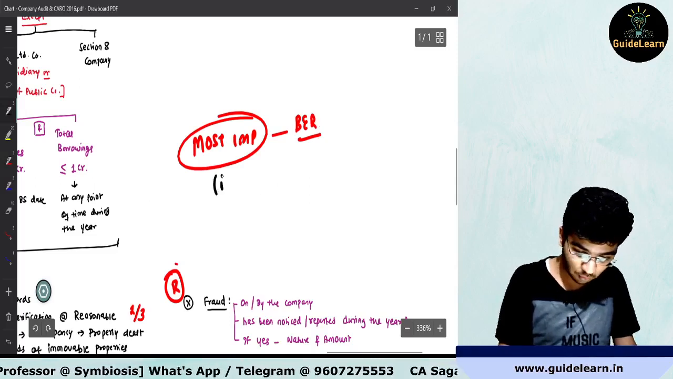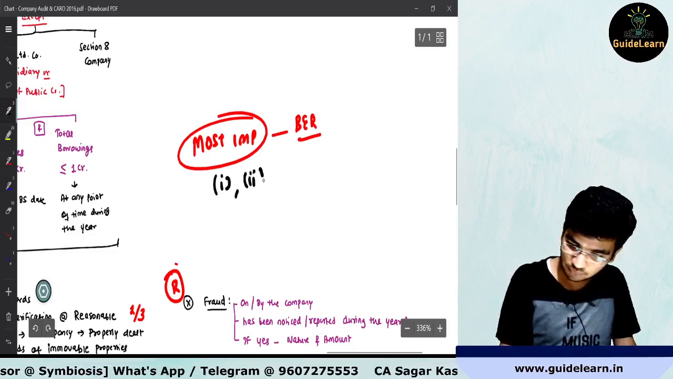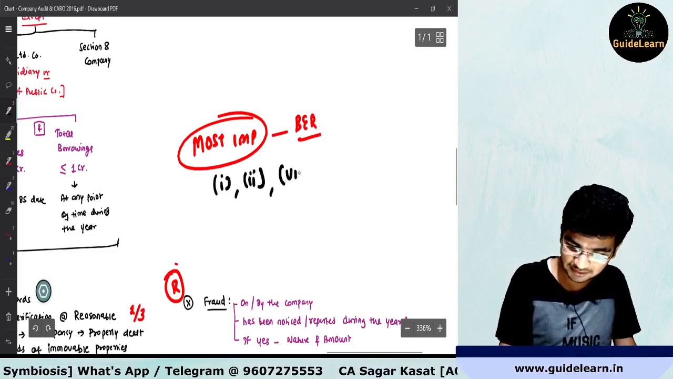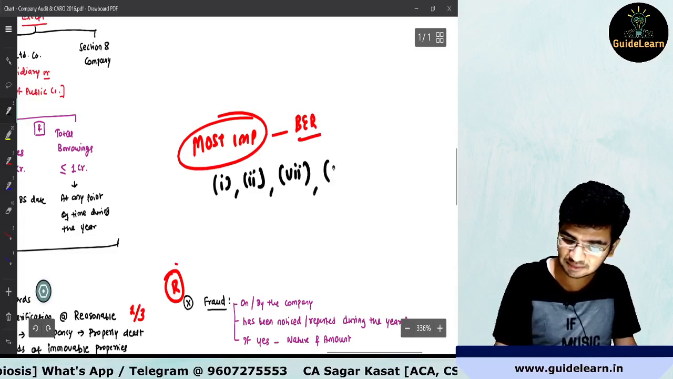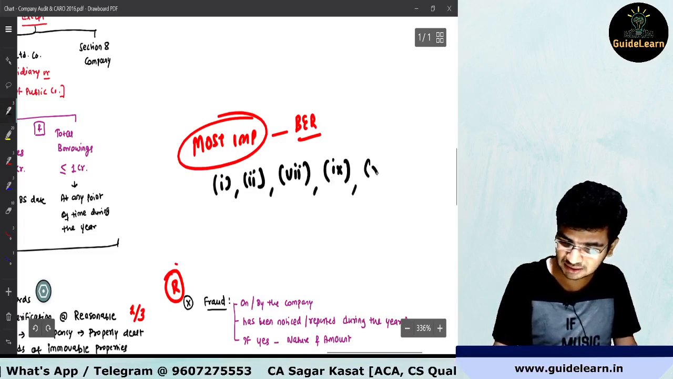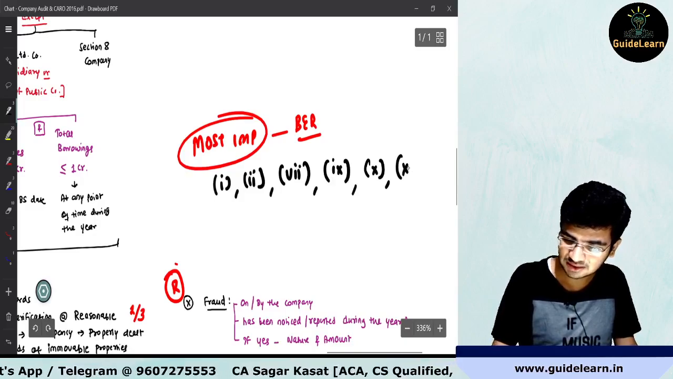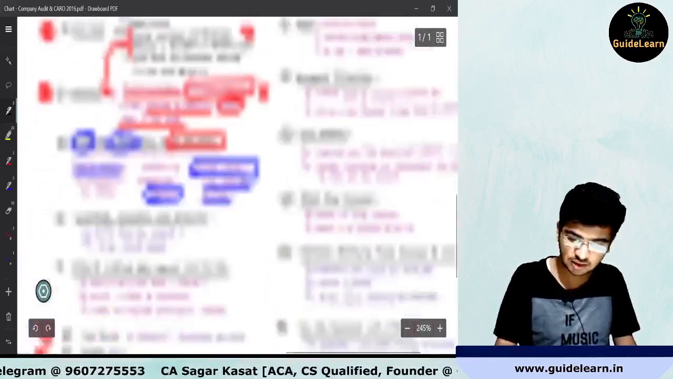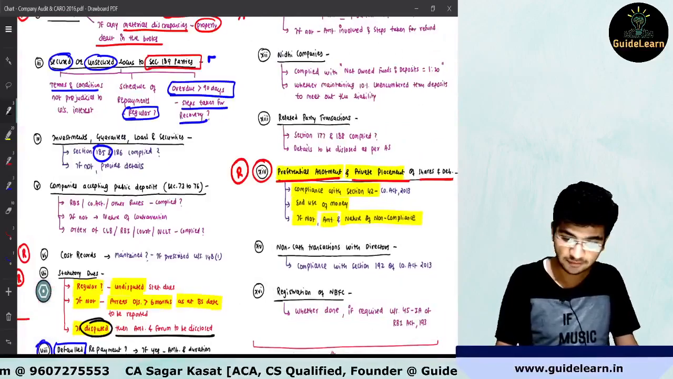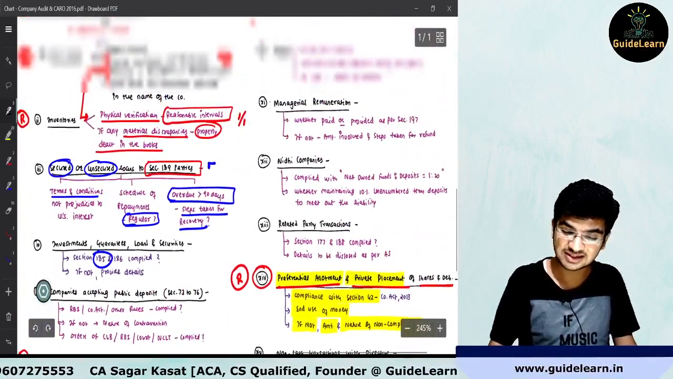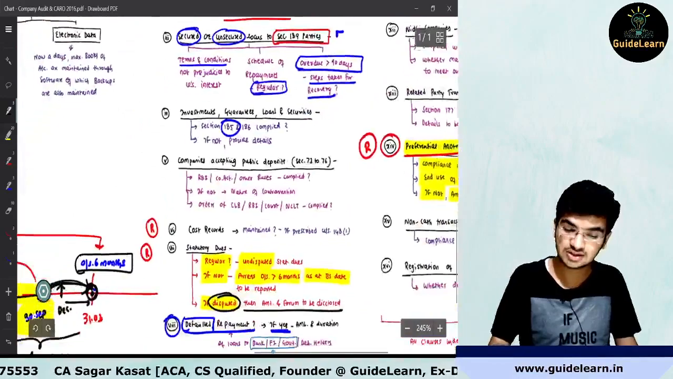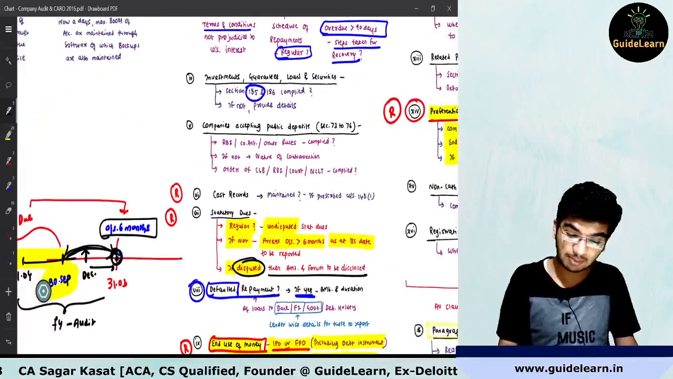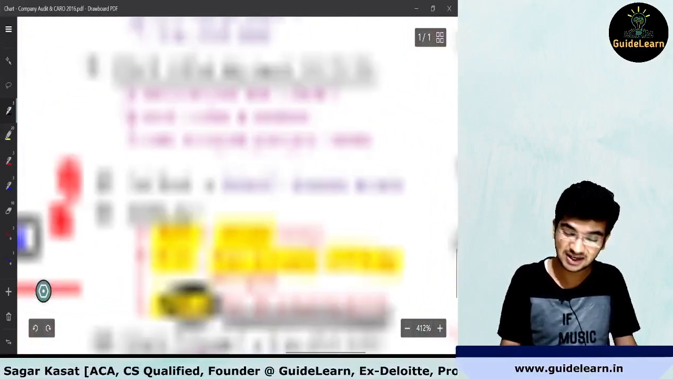So clause number 1, clause number 2, clause number 7, clause number 9, clause number 10, clause number 14. These are the most important clauses. Only 6 clauses are very important for your examination. From the examination perspective, these are the 6 clauses which are the most important. Apart from this, clause 6 is very easy, cost records.